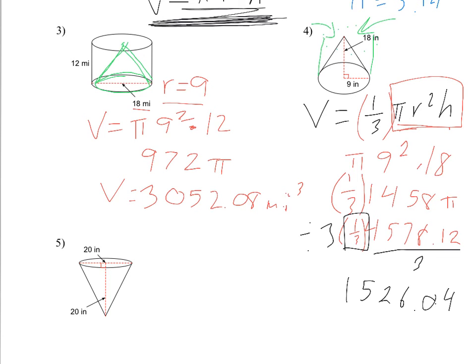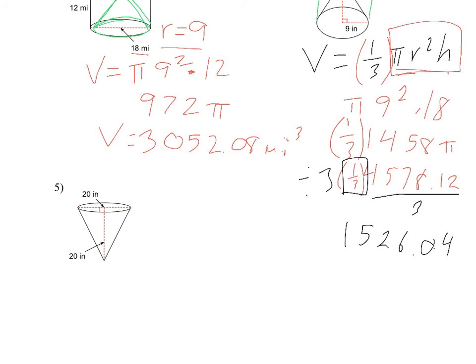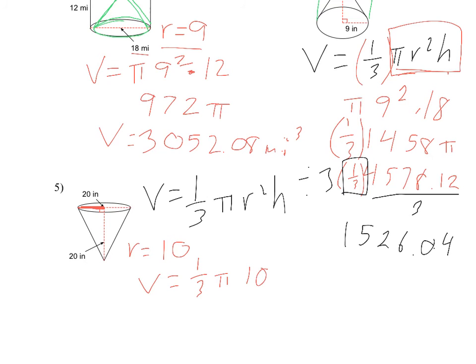Okay, so let's do another one here. Let's do this number 5, and we'll call that good after this. So our formula again is volume is equal to, because it's a cone, 1/3 pi r squared h. Now again, like on number 3, it gave us the diameter. It gave us from edge to edge. We need the center to the edge. Well, that should be half the distance, so that means r equals 10. So our formula is equal to 1/3 pi times 10 squared times 20.